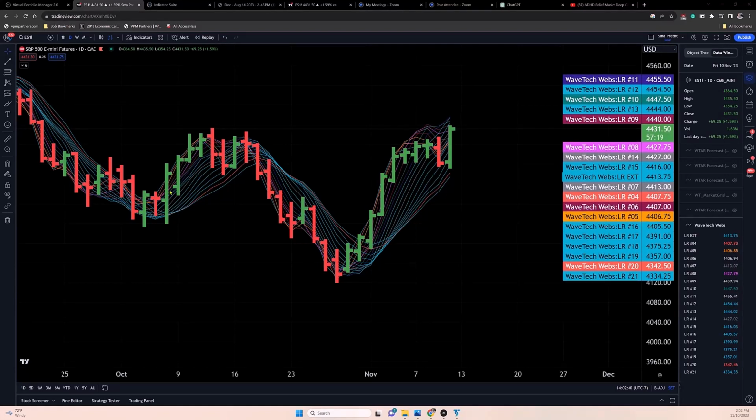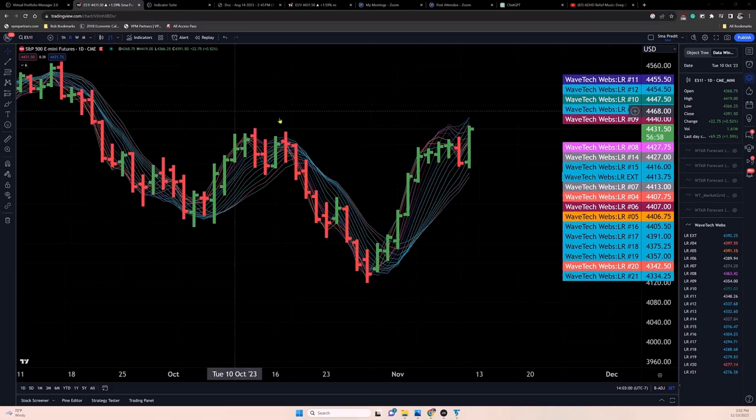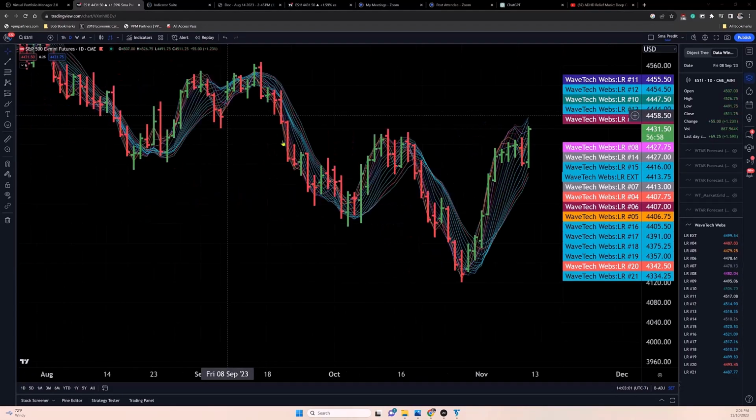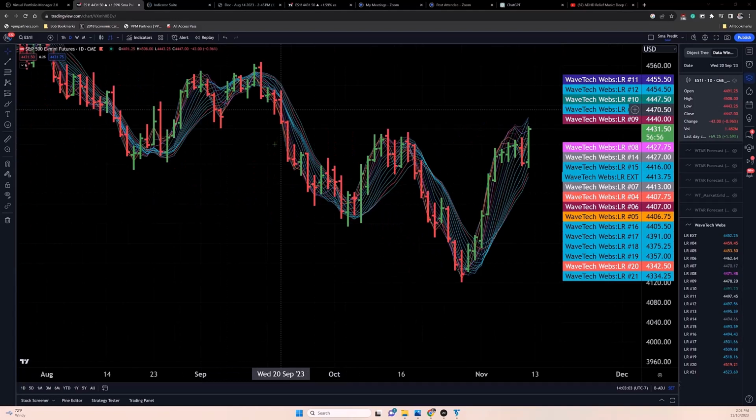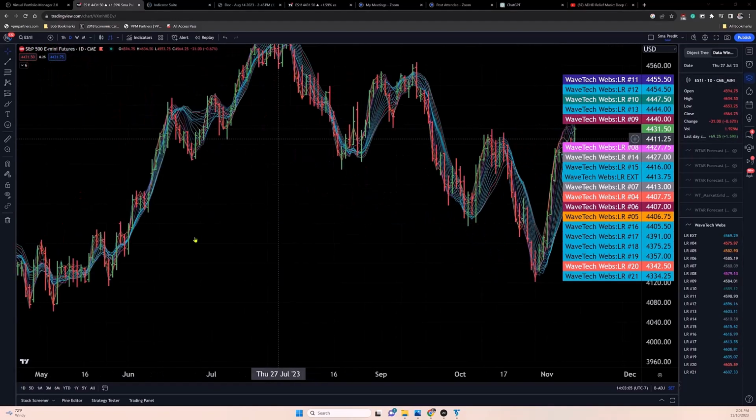I think there's some serious math assumptions that can be made. You can see this flow I was talking about: the closer they get together, the stronger they are. Let's come over here. Look at this level here.